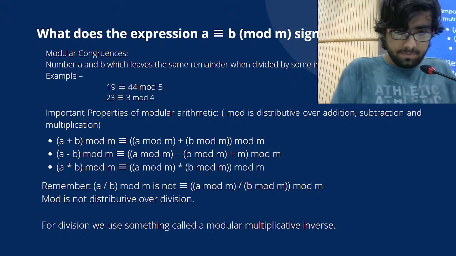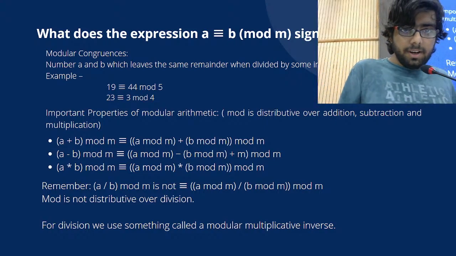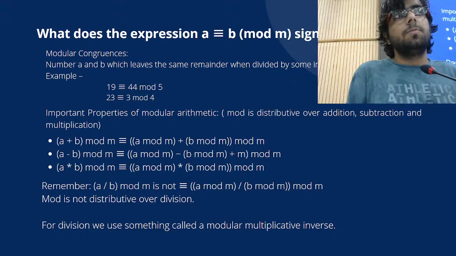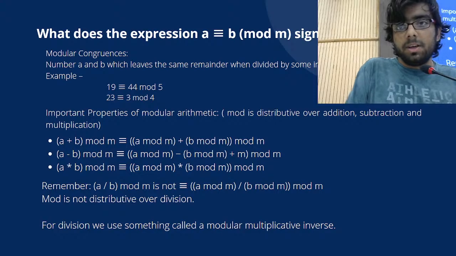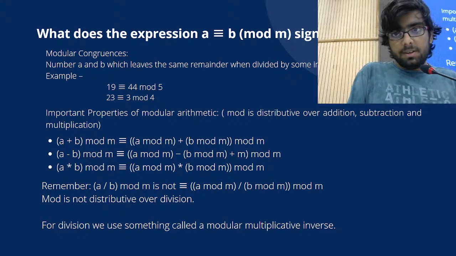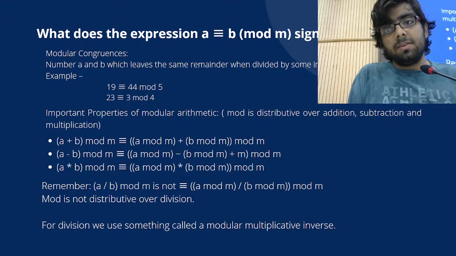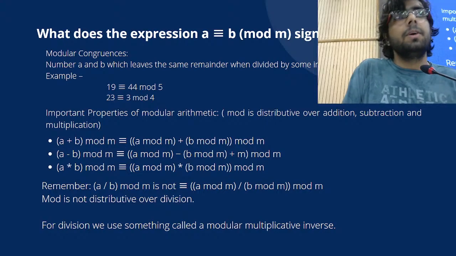Yeah, correct. So if we divide the first number by m and the second number by m, then the remainder should be the same. Then we write the symbol A equivalent to B mod m. It's basically when we divide A by m, the remainder we get is the same as the remainder when we divide B by m.